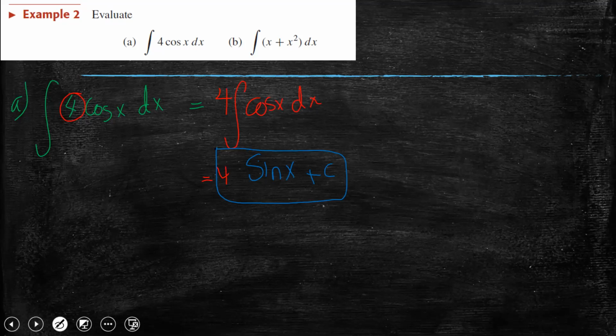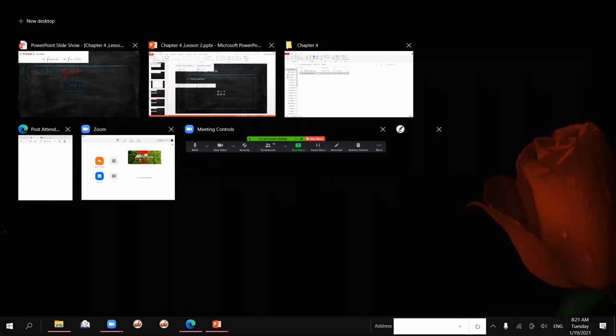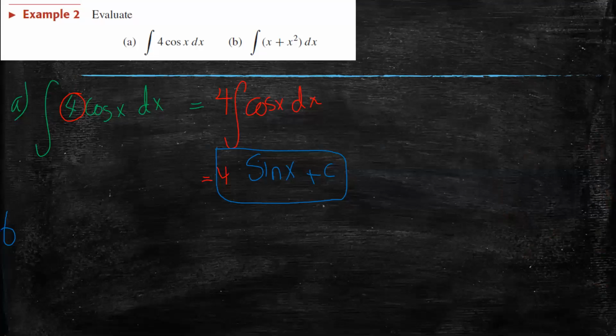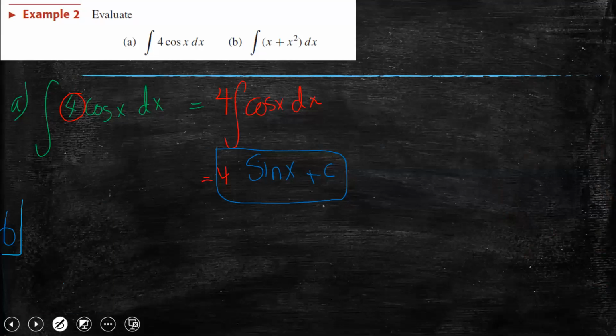Let's do b now. In b here now we have integration of x plus x squared. Here as we see, we have two functions that are added.